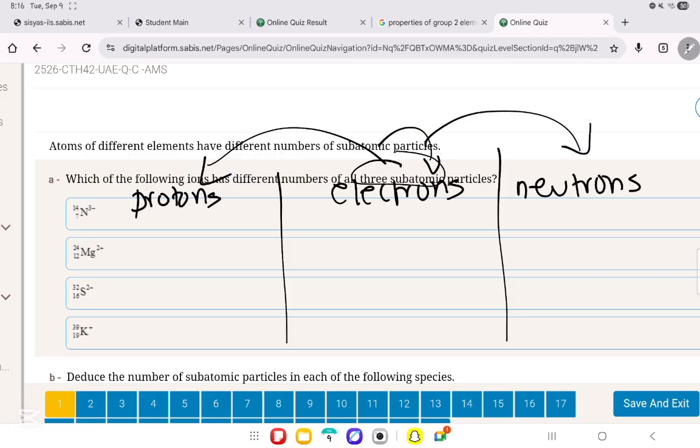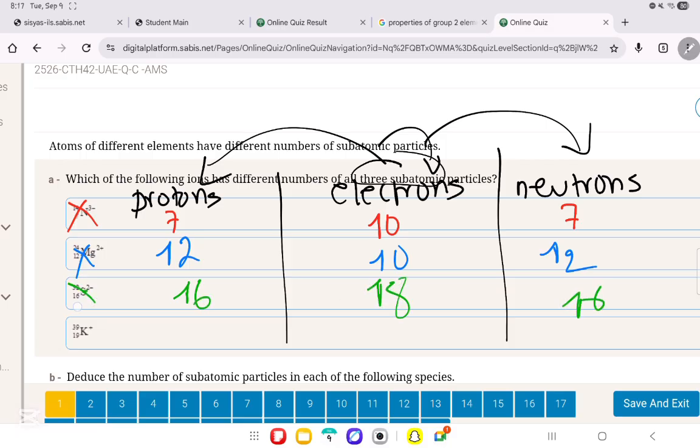So for the first one, we have 7 protons, 10 electrons, and 7 neutrons. So this is wrong because they're the same. We have protons and neutrons that are the same. Move on to the next one, magnesium 2+. We have 12 protons, also 10 electrons, and also 12 neutrons. This is wrong. S2-, it's 16, 18, and 16 again. This is also wrong. So finally, last but not least, we're left with this one.